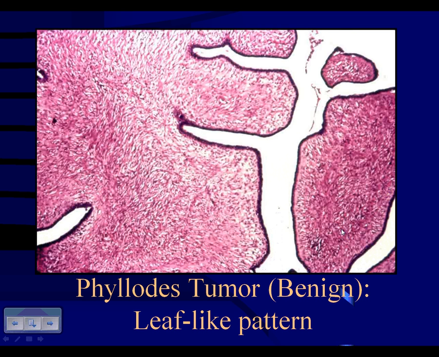Now this is what I mean by leaf-like proliferation. On low power, you see how the stroma has overgrown this lesion so much that it causes this kind of leaf-like appearance to the lesion throughout, and then you've got your ductal elements kind of lining it here and also inside it.